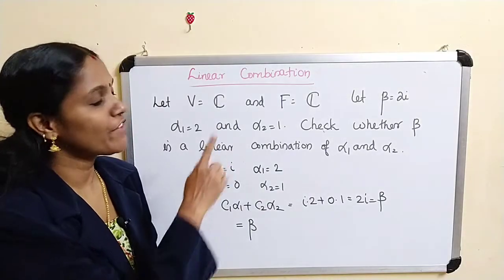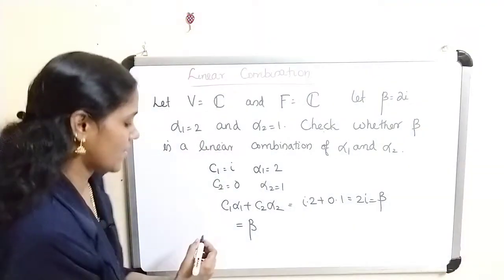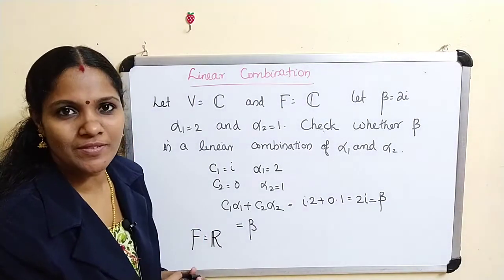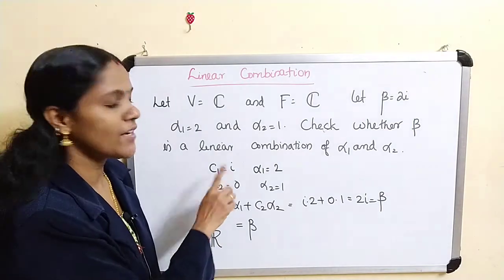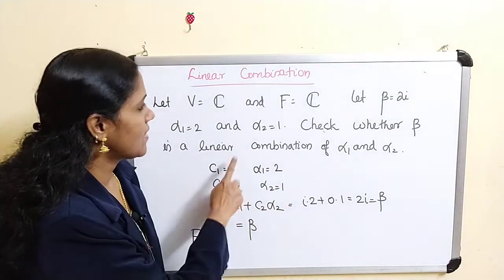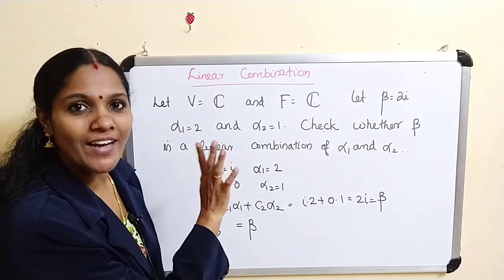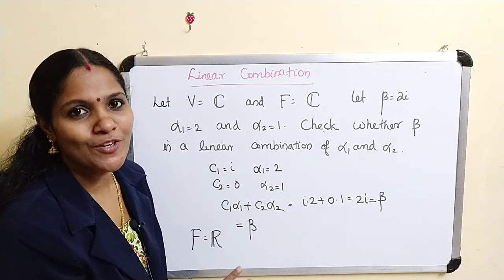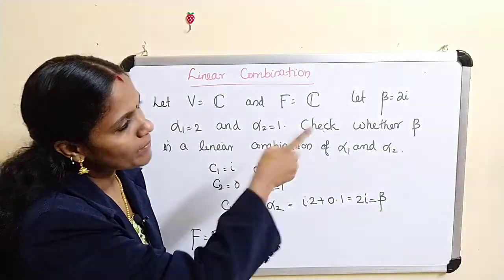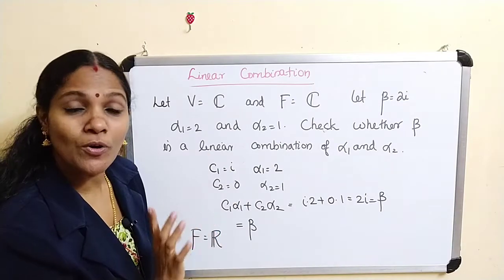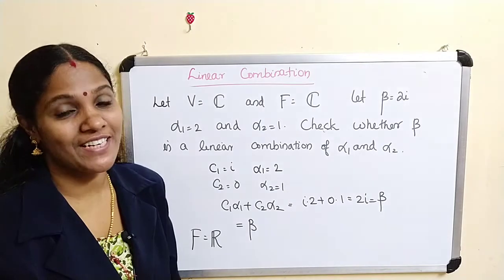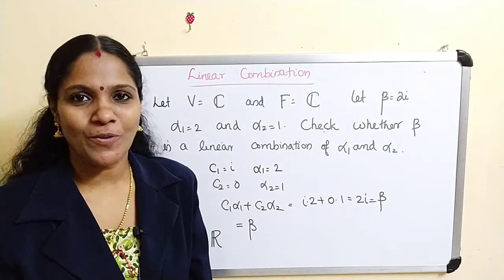What about if F is equal to R? Suppose F is equal to R, the real numbers. Clearly i does not belong to R. Therefore we cannot write beta as a linear combination of alpha 1 and alpha 2, because alpha 1 is 2, alpha 2 is 1, but beta is 2i, and i does not belong to R. Therefore, beta is not a linear combination of alpha 1 and alpha 2 if F is equal to R.